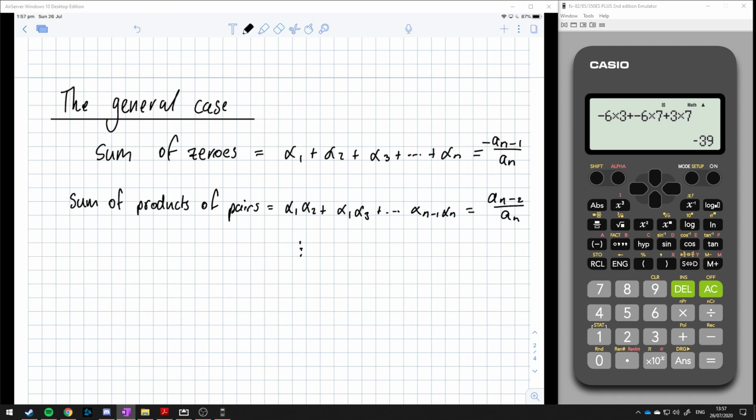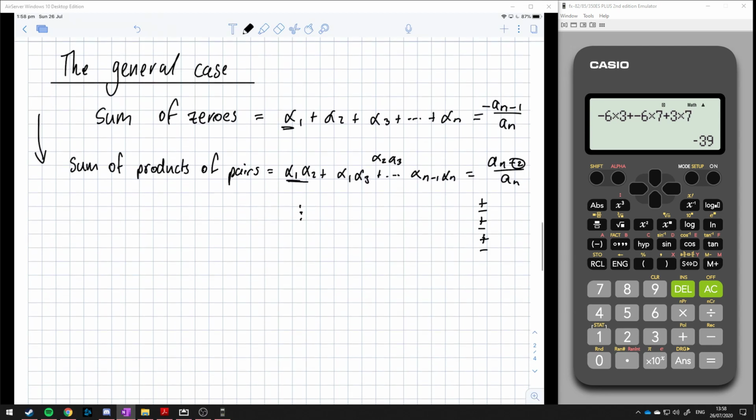So the sum of the triples, the sum of the quadruples. Basically each time you go down, the number of zeros multiplied together increases by 1. So the next one might be alpha 2, alpha 3, etc. It's a combination of them. So it increases by 1, and the sign is going to change from positive to negative to positive to negative, and the coefficient index is going to go down by 1 each time. And what you'll end up with is the product of the zeros.